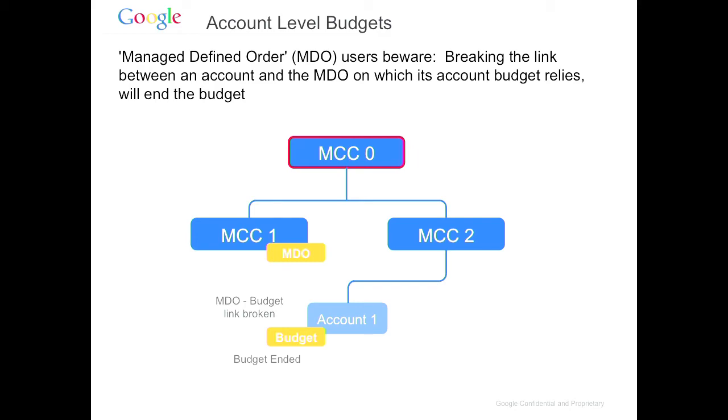As soon as the link is terminated, that budget is no longer active, and the account will no longer have a budget in which to serve ads. So if you're using MDO budgets, make sure that you go in and resolve the account link so that there is a budget active. There needs to be some sort of billing instrument to bill for AdWords usage in the new account, or it won't serve any ads.